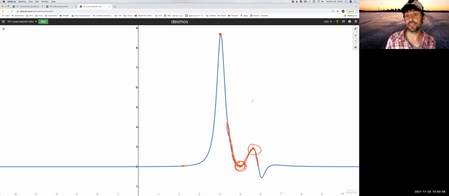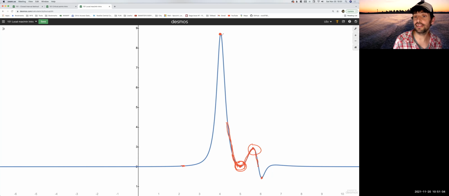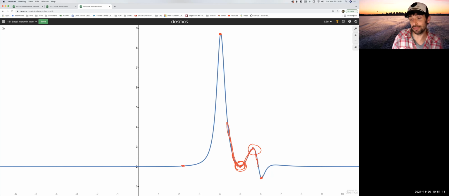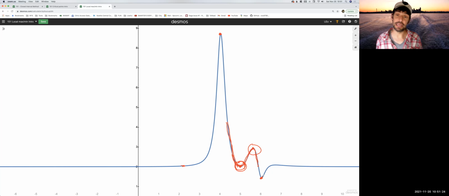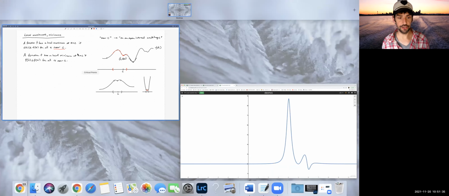In fact, the absolute max and absolute minimum are also local maximums and minimums, because certainly this is the highest point on some interval nearby, and this is the lowest point on some interval nearby. Turns out the interval happens to be the entire function, but it still satisfies the definition of a local maximum or minimum. So a local maximum or minimum is not necessarily an absolute maximum or minimum, but an absolute maximum or minimum is also a local maximum or minimum. Okay, let's clear this, go back to our other page.